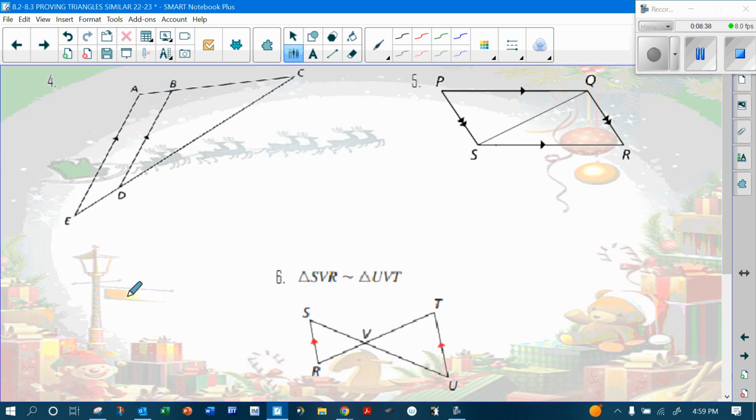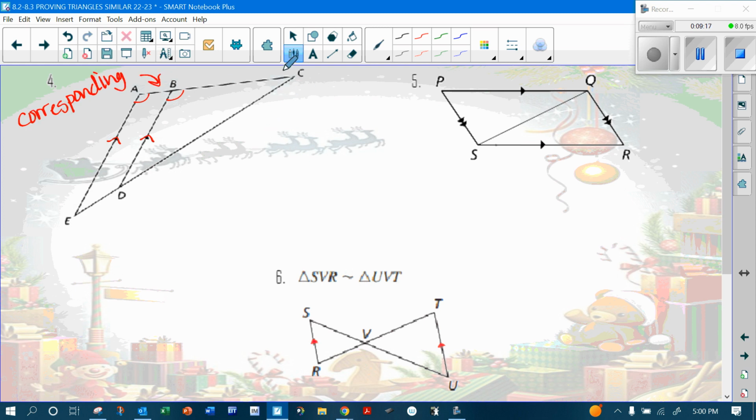All right, number 4. Number 4 says to show that the two triangles are similar. So first of all, do you see two triangles here? You've got this large triangle, ACE, the big one, and then you've got the smaller one, which is DBC. And these lines are parallel. Since these lines are parallel, that means that this angle is congruent to this angle because they're corresponding. So you've got your corresponding angles because of the parallel lines. So those are corresponding, okay?